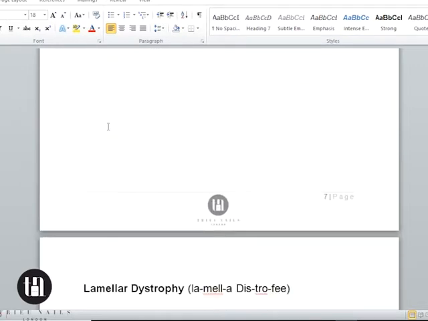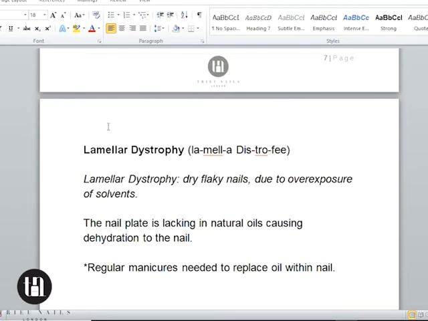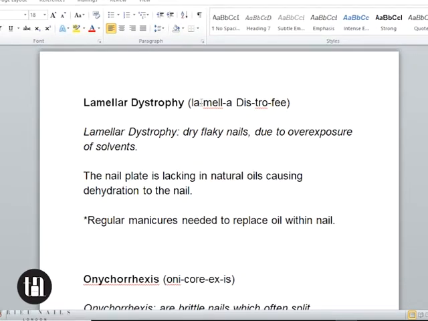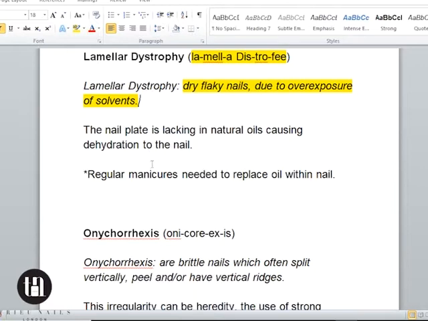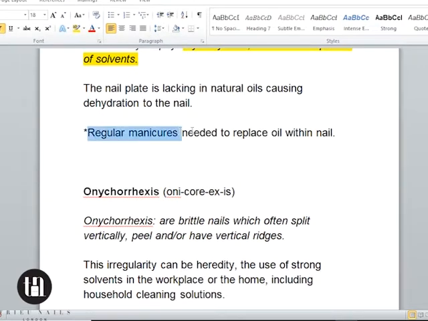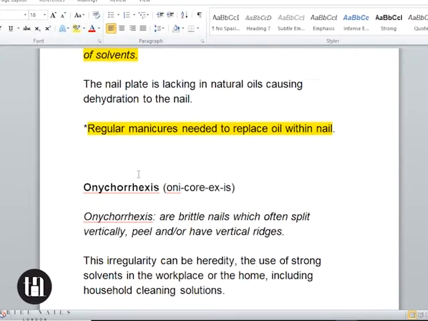So then we move on to the next nail disorder. Just a few more to go. So this one you pronounce lamellar dystrophy. And it's basically flaky or dry nails due to overexposure to solvents. What basically has happened here is that the nail plate is lacking natural oils, causing dehydration. We'll suggest regular manicures, applying replacement oils and cuticle oils.